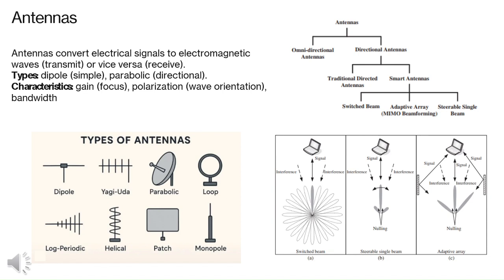There are omnidirectional antennas and directional antennas. Directional antennas are divided into traditional directional antennas versus smart antennas. You can see that in the image below. Smart antennas are divided into three sections: switched beam, steerable beam, and adaptive array. And the types of antennas are dipole, Yagi-Uda, parabolic, loop, periodic, helical, patch, and monopole.